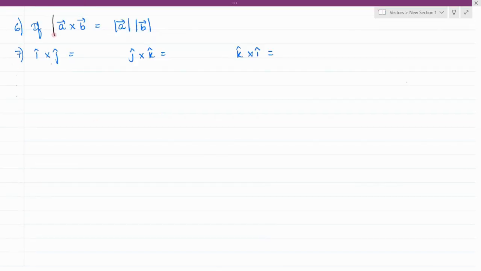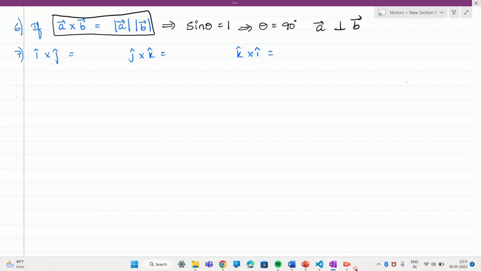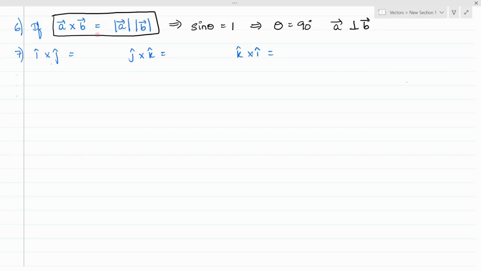Next property: if the magnitude of A cross B is equal to magnitude of A multiplied with magnitude of B, then what does it signify? It signifies that sine theta is 1. When sine theta is 1, what will be the value of theta? Theta will be 90 degrees. From here, we can tell that A vector is perpendicular to B vector.